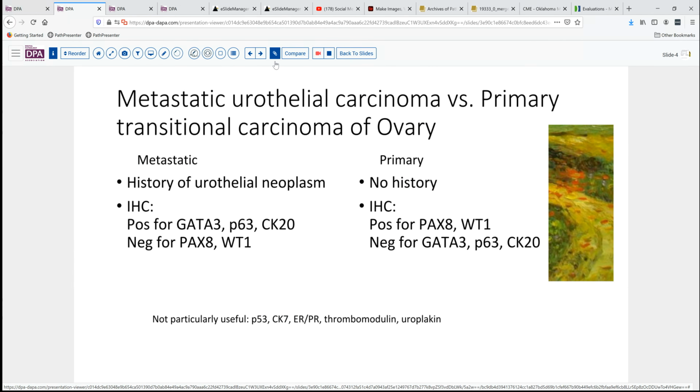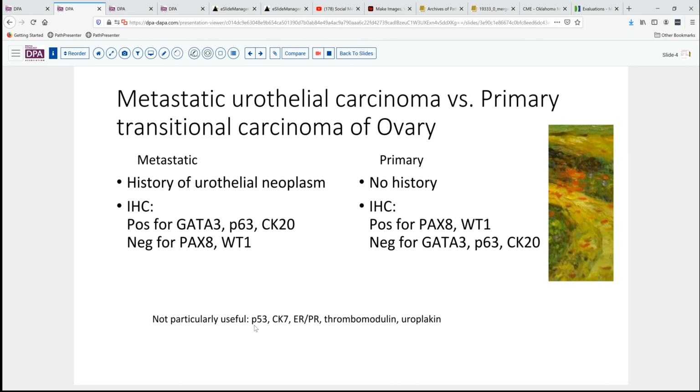So in this case, the tumor cells were positive for GATA3. They were positive for P63, CK20, while they were negative for PAX8 and WT1. Now, primary urothelial tumors of the ovary, primary transitional carcinoma of the ovary, typically is positive for PAX8 and WT1, while being negative for GATA3, P63, and CK20. So our findings with this panel were very helpful.